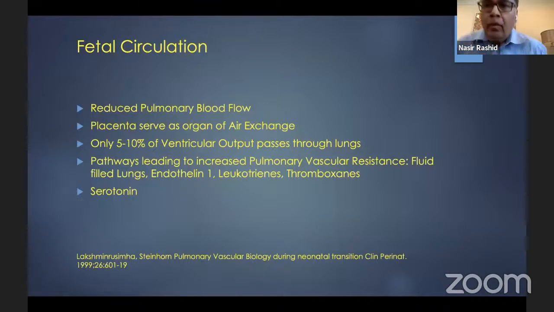And the pathways that are important to keep the pulmonary vascular resistance high and prevent the blood flow into the lung include the lungs being filled with amniotic fluid or the fetal fluid, and a high level of endothelin, which is a powerful vasoconstrictor, leukotrienes and thromboxanes, and all these mediators are responsible for the increased pulmonary vascular resistance. There's a role of serotonin also, and we will talk about it in the subsequent slides, how serotonin imbalance can lead to pulmonary hypertension. Next slide, please.